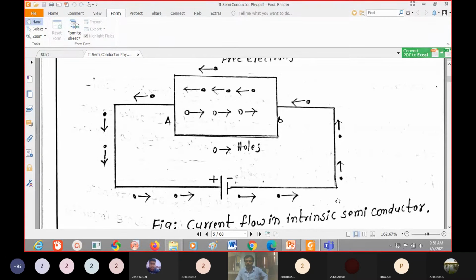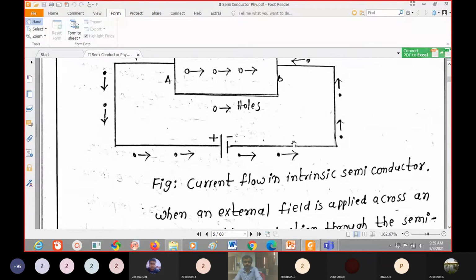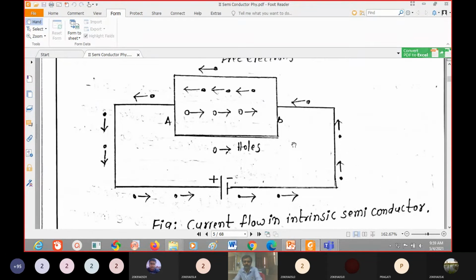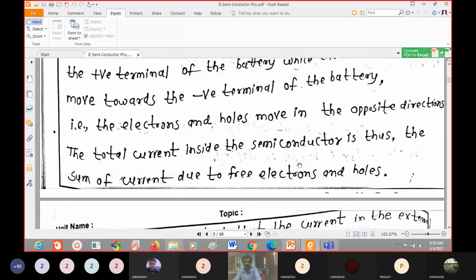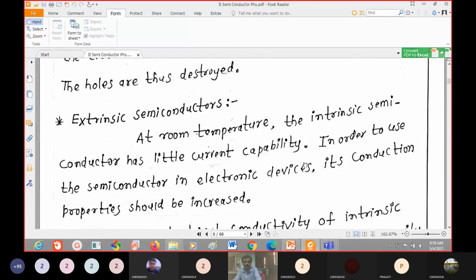After completion of one circuit, the electrons recombine with the holes at the B terminal, because holes are attracted to this side. This is how current passes in a semiconductor.